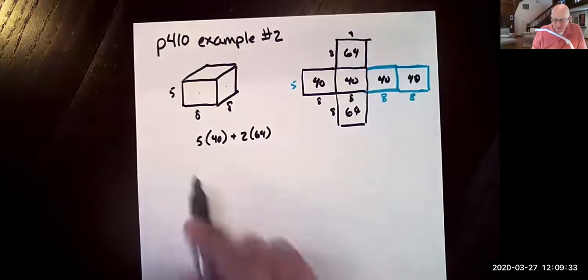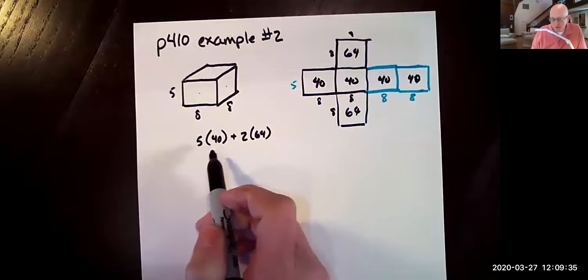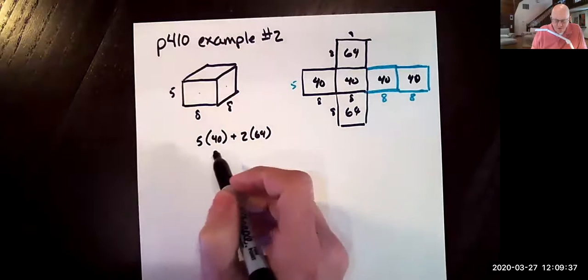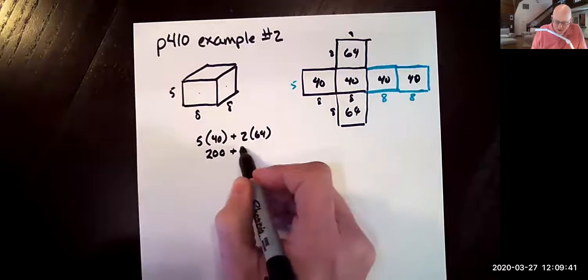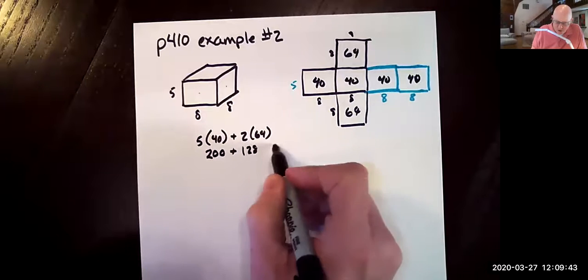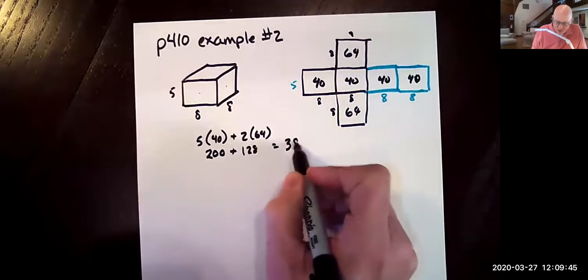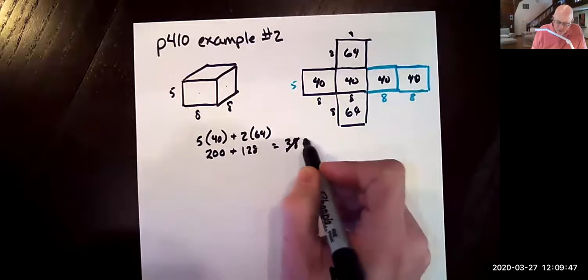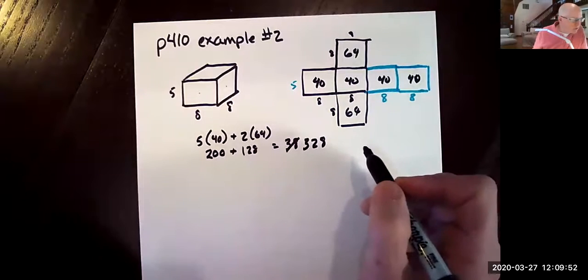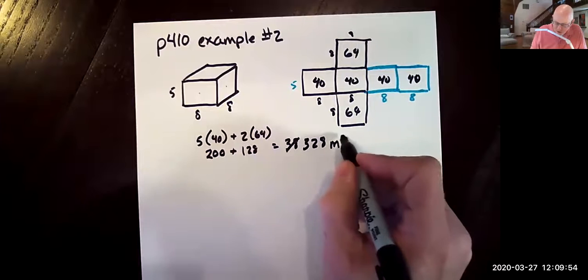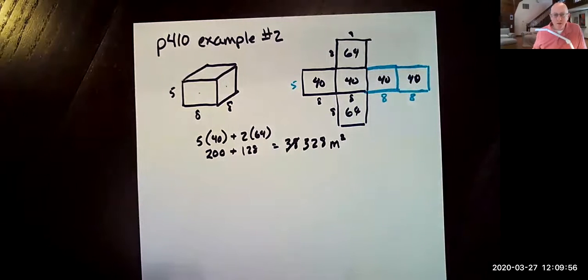And then let's see, 4 times 40 is 160, and 2 times 64 is 128. And therefore the area is 288. I forget what units they were. It might have been centimeters, meters. It says it's meters. Meters squared. All right. And that's example 2. I'll show you another example in a minute.